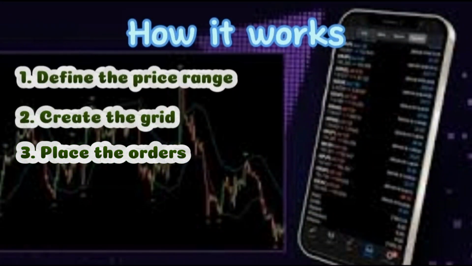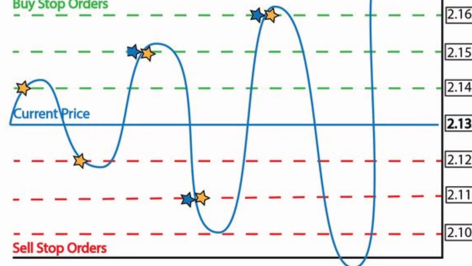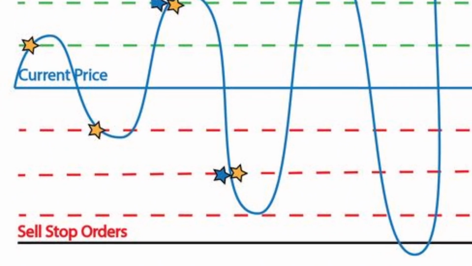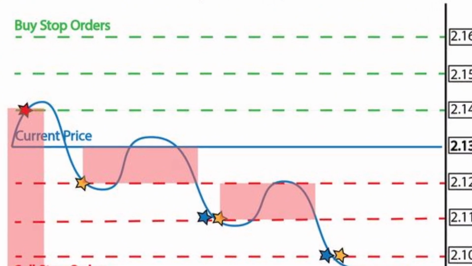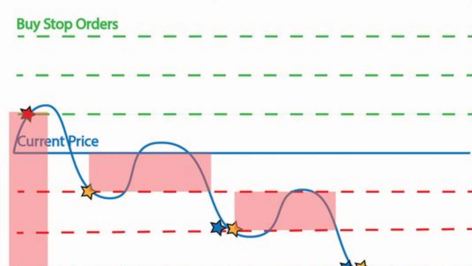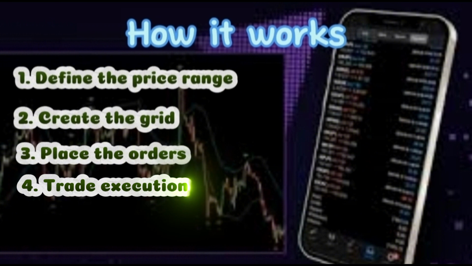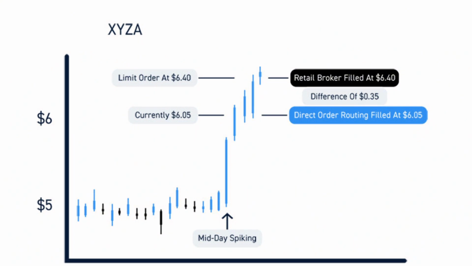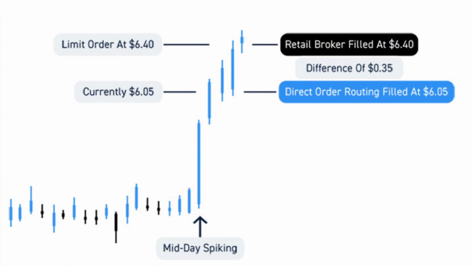3. Place the orders. Above the current price and on the grid lines, pending sell orders or sell limit or sell stop are placed. Below the current price and on the grid lines, pending buy orders or buy limit or buy stop are placed. 4. Trade execution. As the price moves and reaches each grid level, the corresponding pending order is activated and opens a trade.